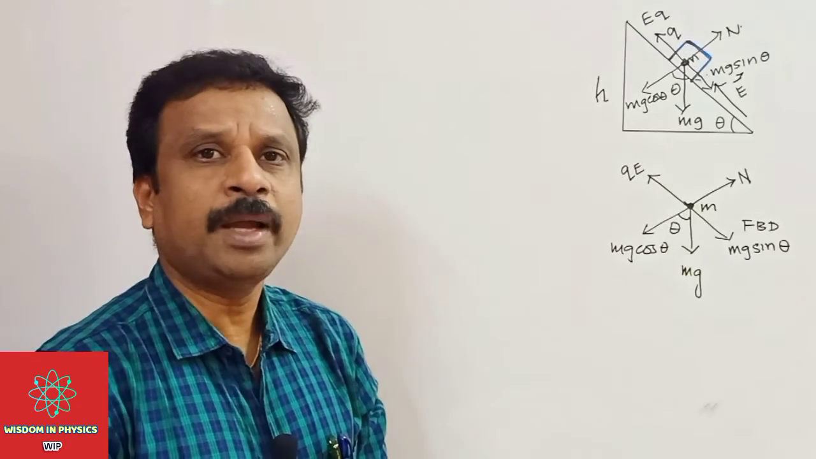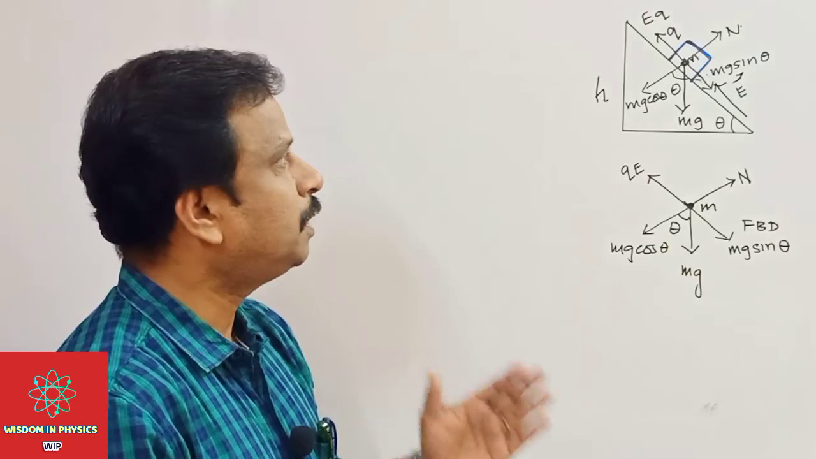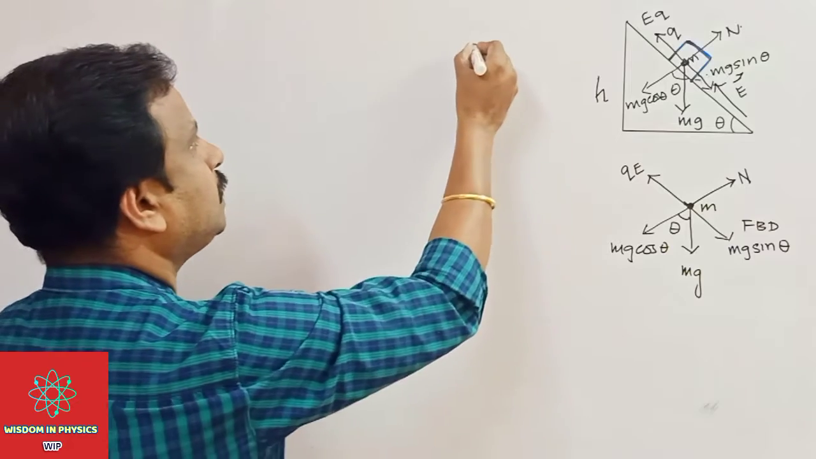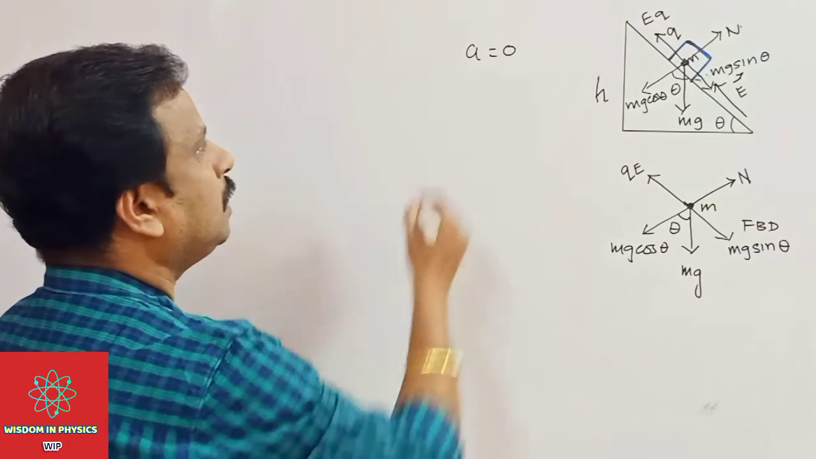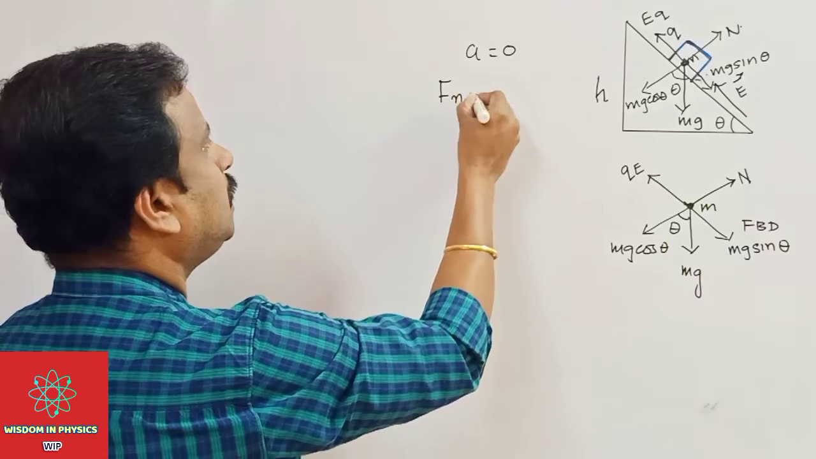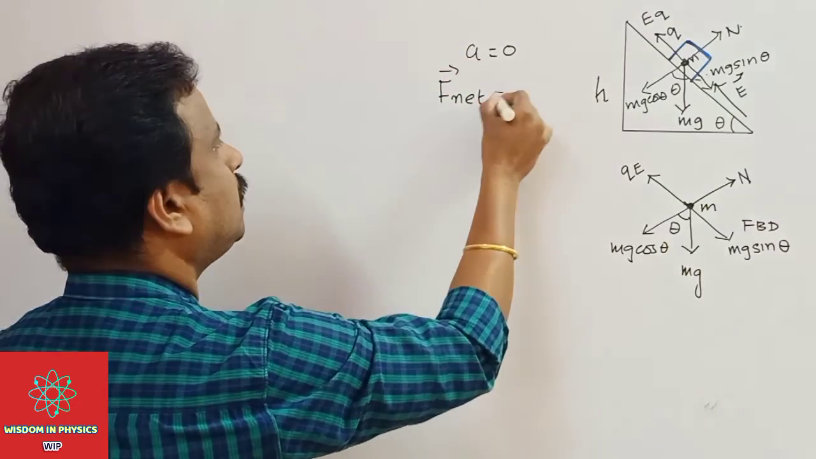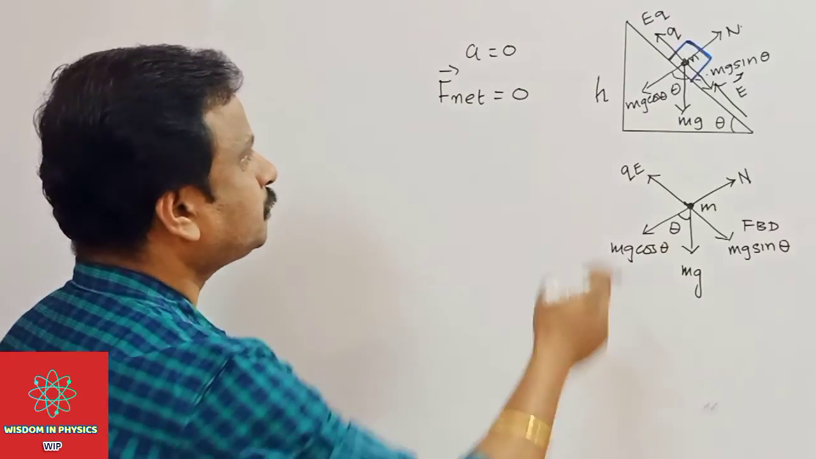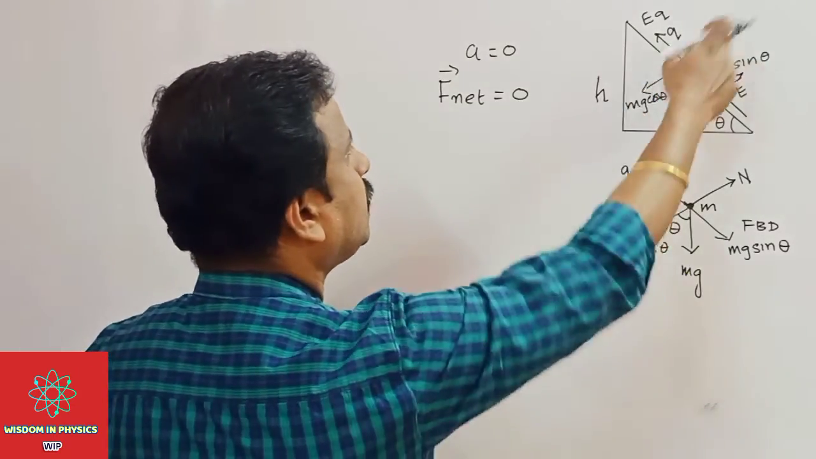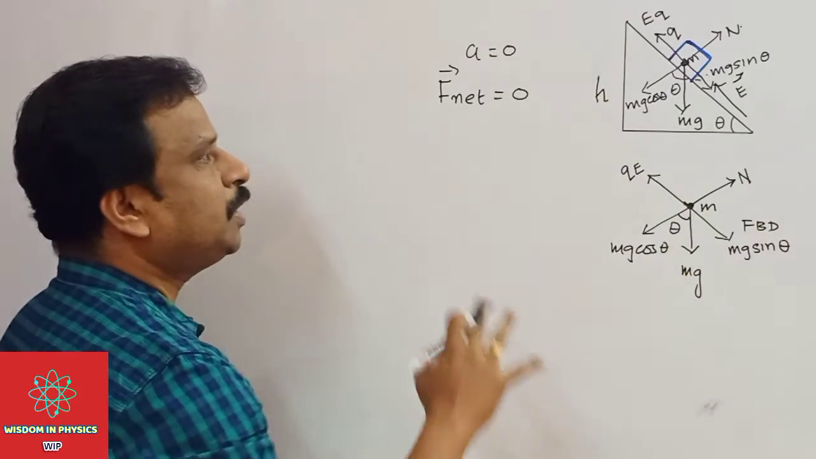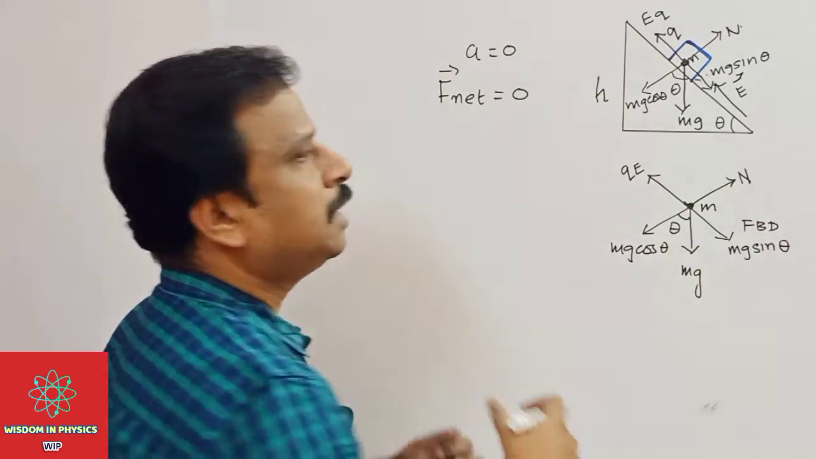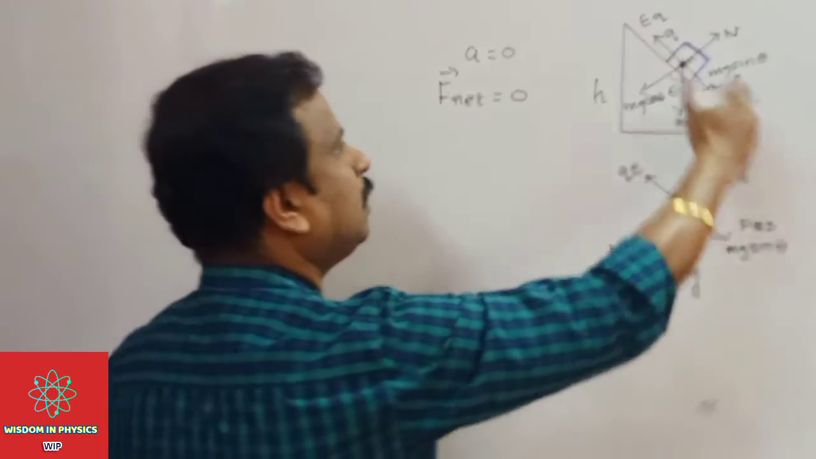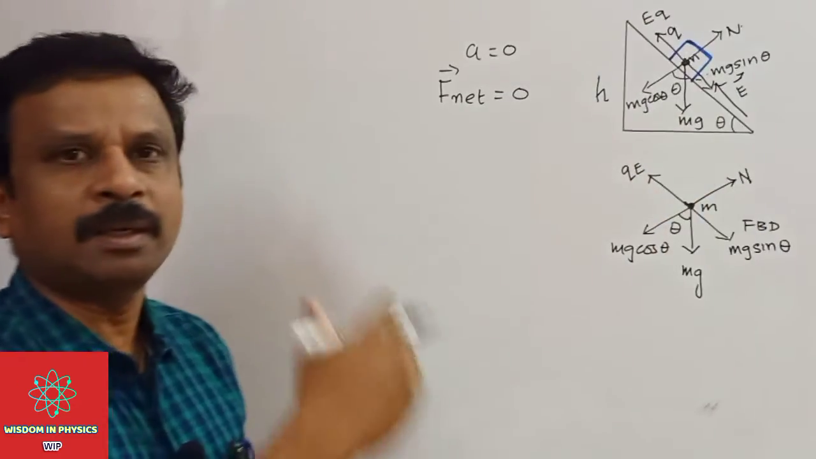But what is the point given in the problem? In the problem, the block is at rest. So the acceleration of the body is 0 here. So the net force acting on the body is 0. That is a very important point we have to keep in mind. Okay. So there is no perpendicular motion, there is no motion along the surface. So we don't bother about the perpendicular direction because there is no electric field along it. We have the electric field only along the inclined surface.